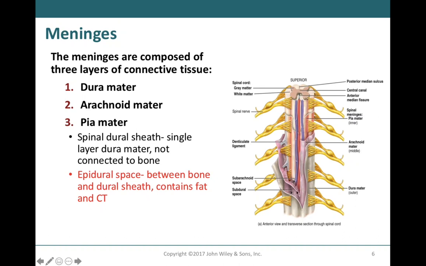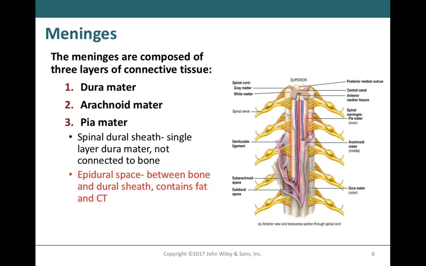We'll also find the arachnoid mater laying inside of that. You can see this pinkish or purplish layer in here. That's going to be the arachnoid mater. And on the inside of the arachnoid mater, we'll see the pia mater that actually lines the spinal cord itself. So the pia mater actually contacts the tissue making up the spinal cord.